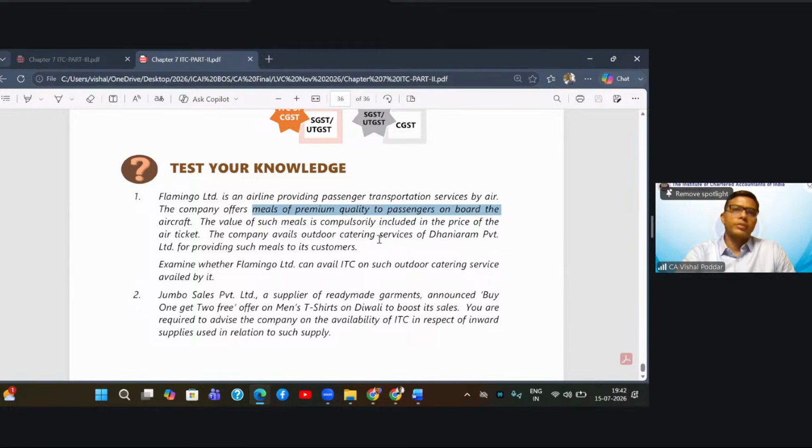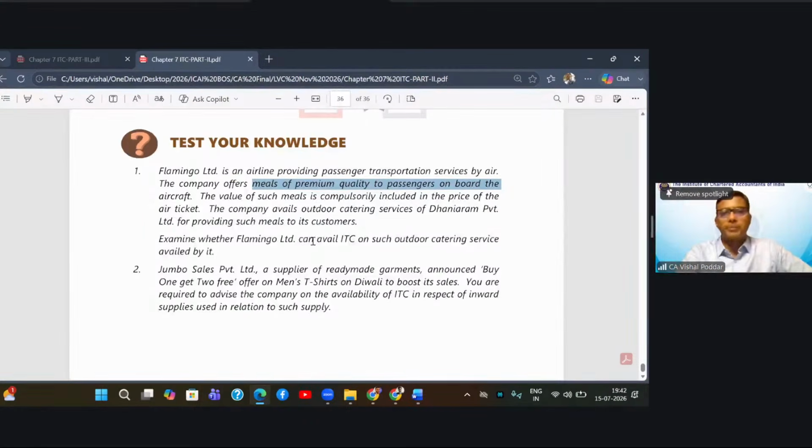Now, the company avails some outdoor catering service of Dhania Ram Private Limited for providing such meals. So again, this is a common thing. I'm an airlines company. I myself will not do the cooking. So I've hired some outdoor caterer. I've taken services of some outdoor person who will prepare the meals, give it to me, and I will serve it while we are in flight. Now you have to examine whether I, that is Flamingo, can avail ITC of these outdoor catering services, which is my input service. Now students will start step by step.